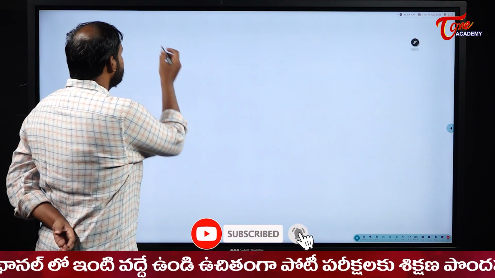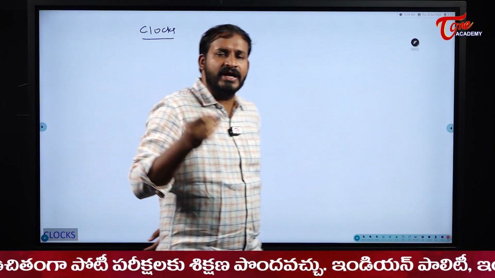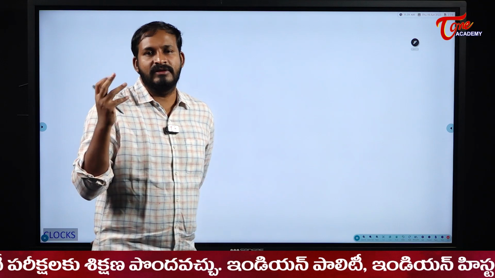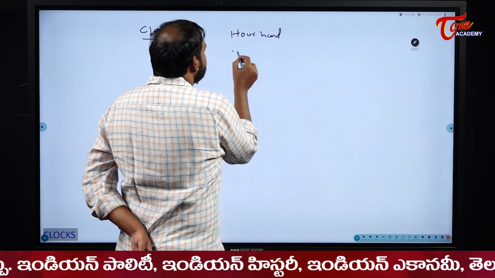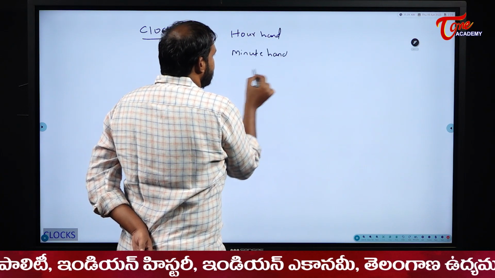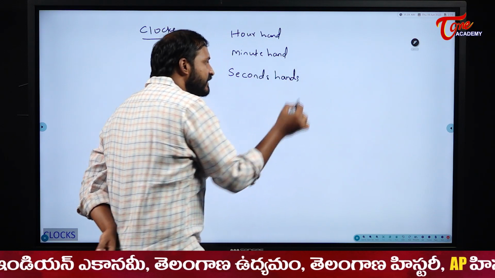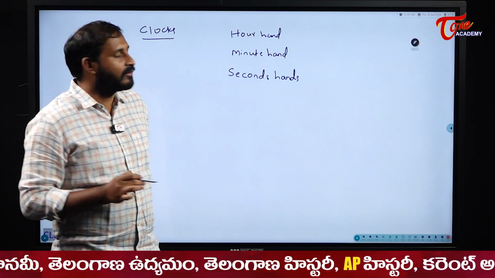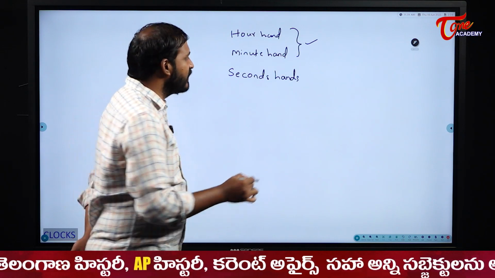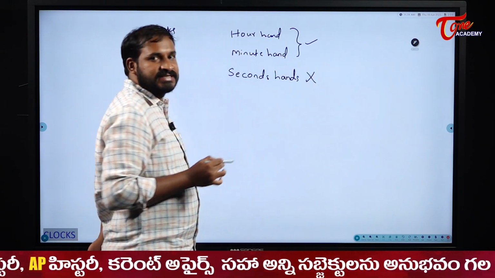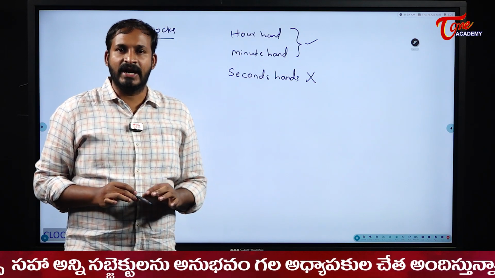Now see here students, in this clocks concept, generally how many hands do we have in a clock in our day-to-day life? Usually we will have 3 hands. What are those? Hour hand, minute hand and seconds hand, right? We will have 3 types of hands in our clocks which we see in our day-to-day life. But in our clocks concept, we will only discuss about 2 hands, that is hour hand and minute hand, and we are not going to discuss anything about this seconds hand. We only concentrate on hour hand and minute hand.